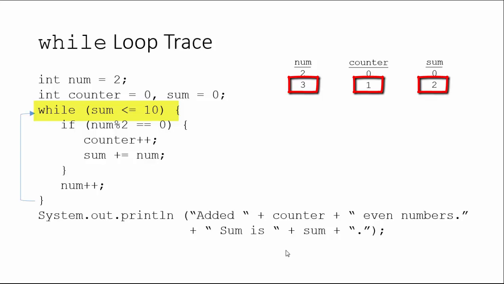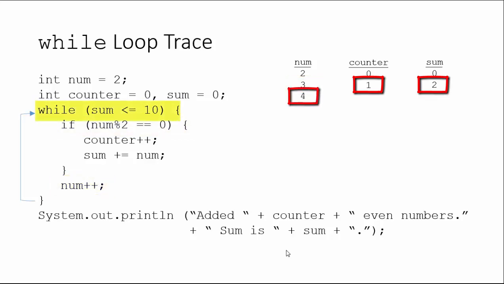I'll test again, is sum less than or equal to 10? True. I'll hop into the while loop, and I'll test to see if the contents of num are even. Num currently contains 3, so no, it is not even. That block statement is not executed, and num is incremented to 4.